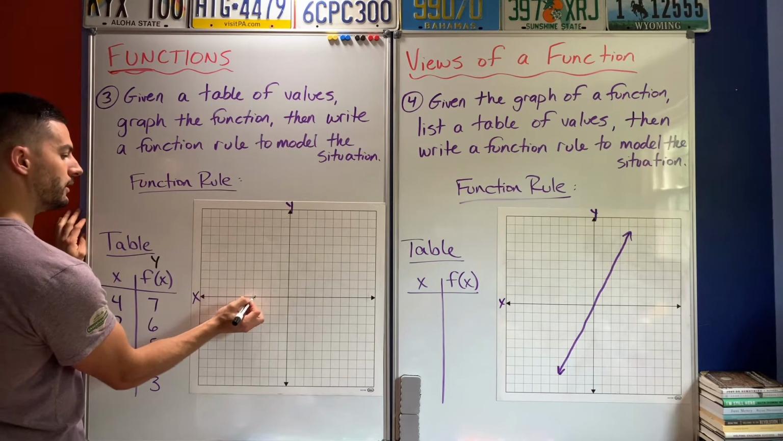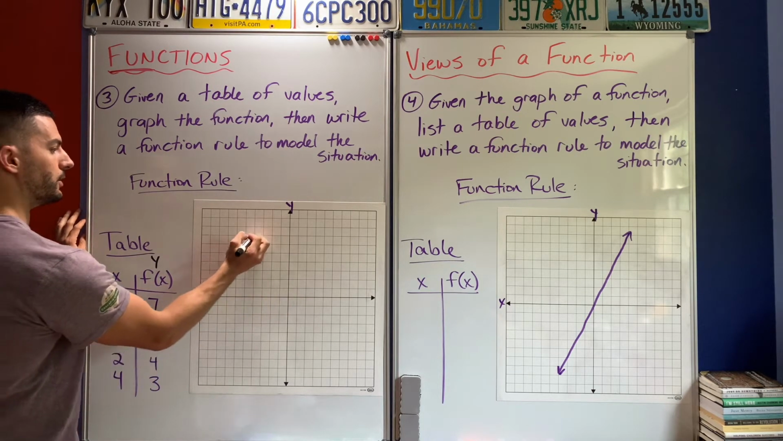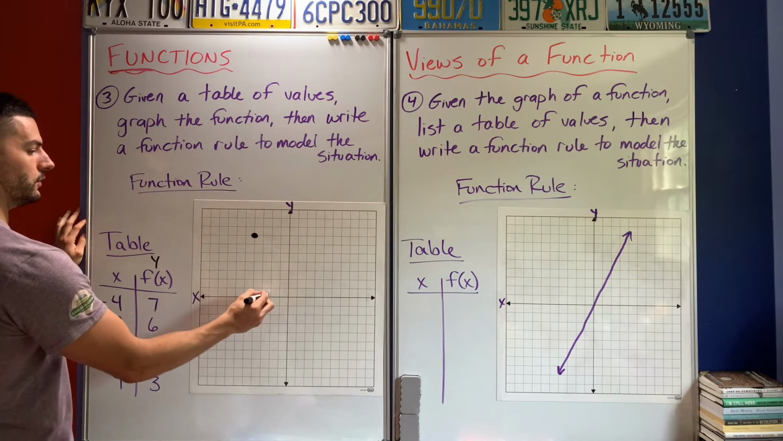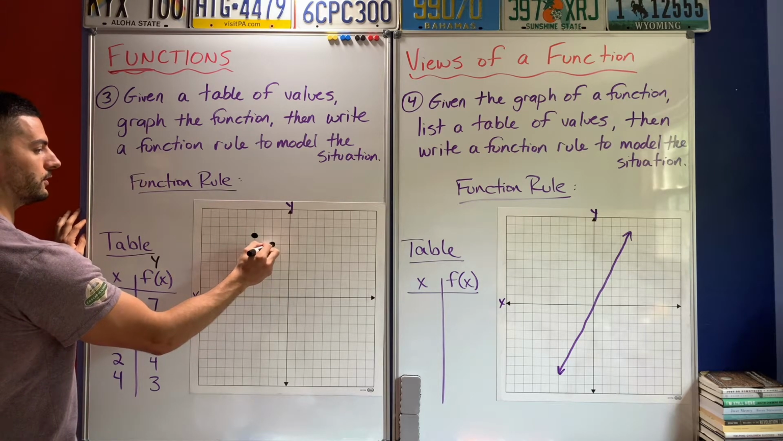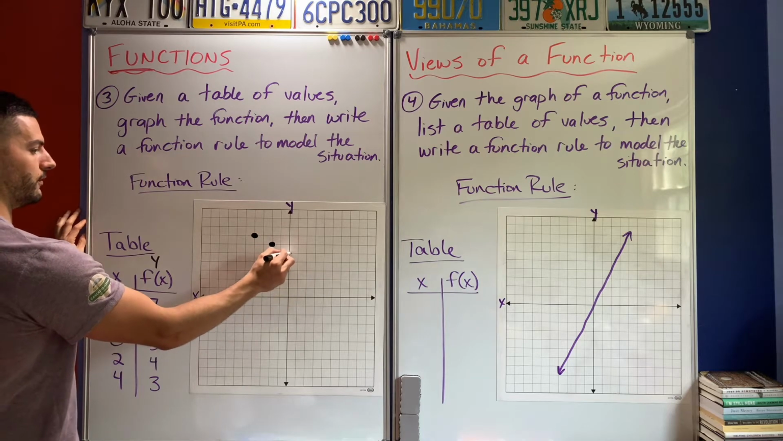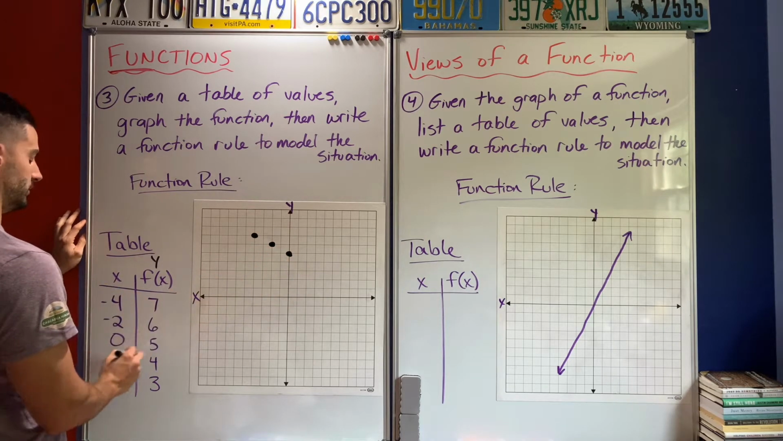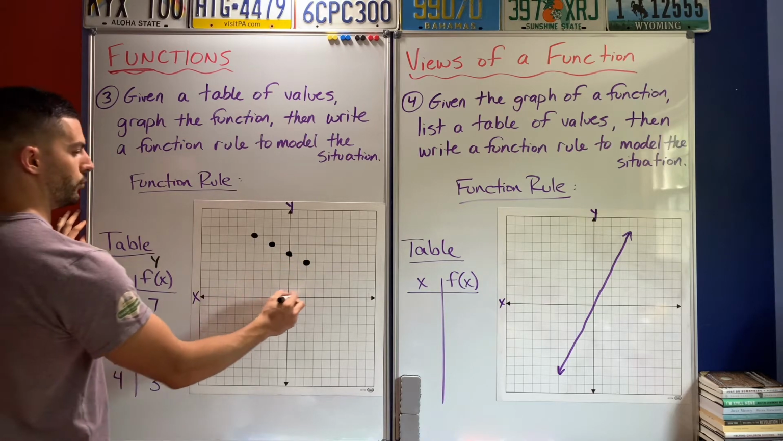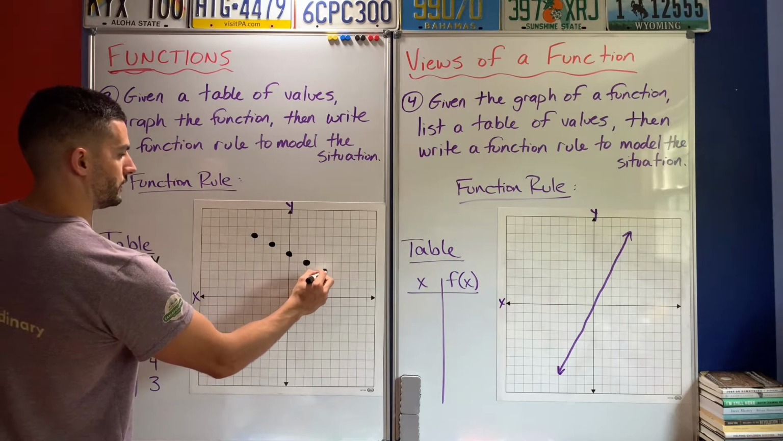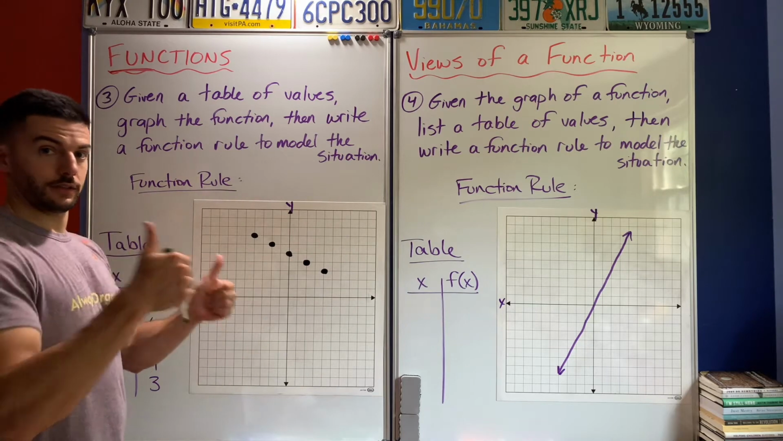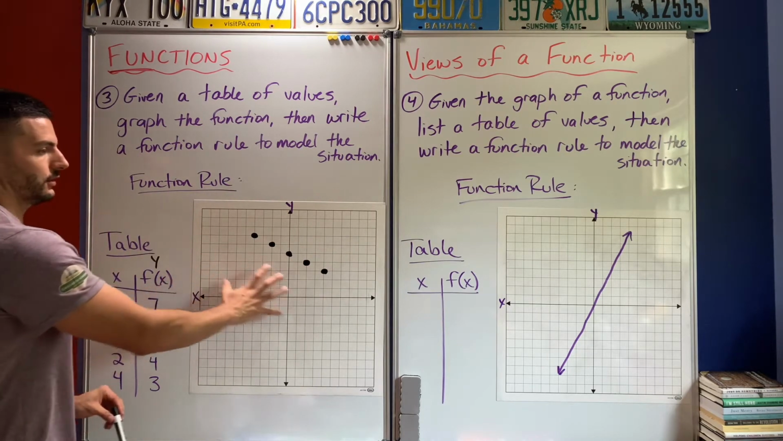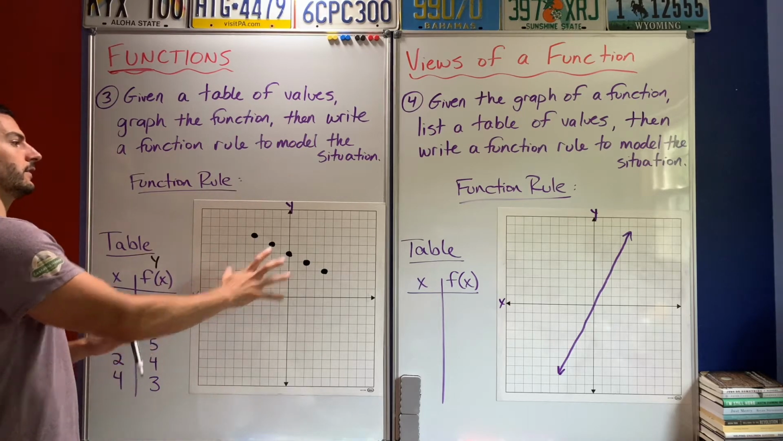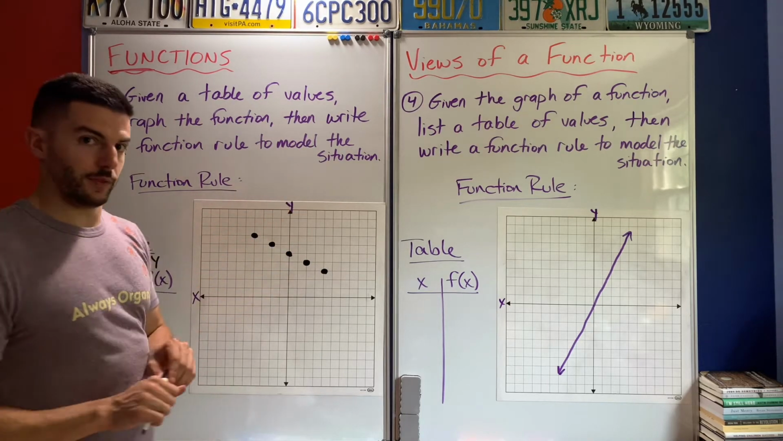That's a point right up here, -4, comma 7, and then I've got -2, comma 6, 0, comma 5, 2, comma 4, and 4, comma 3 right here. And again, it forms a straight line. That's good. Going from the table to the graph or from the graph to the table really isn't too difficult, right? The tricky part is getting the equation from that.